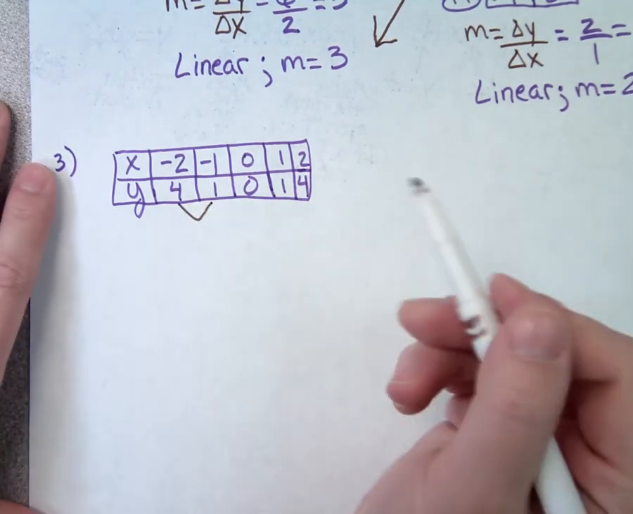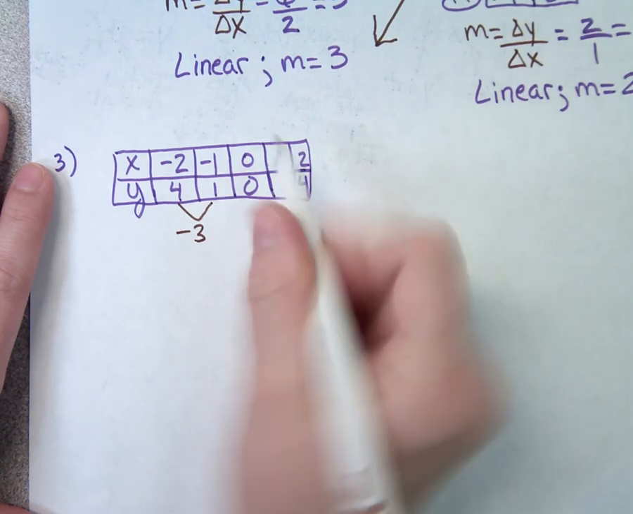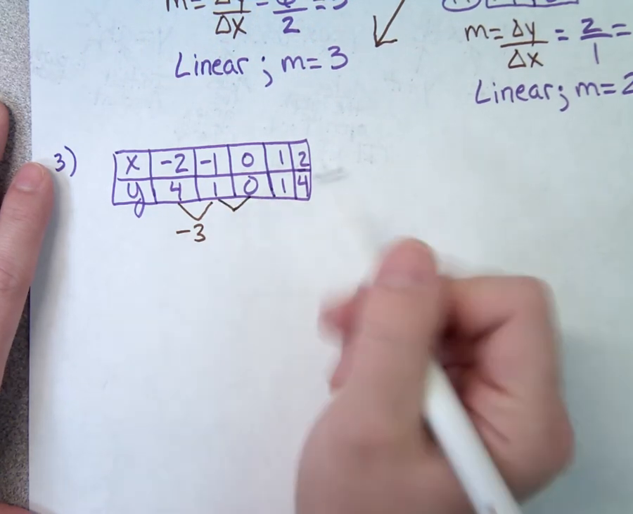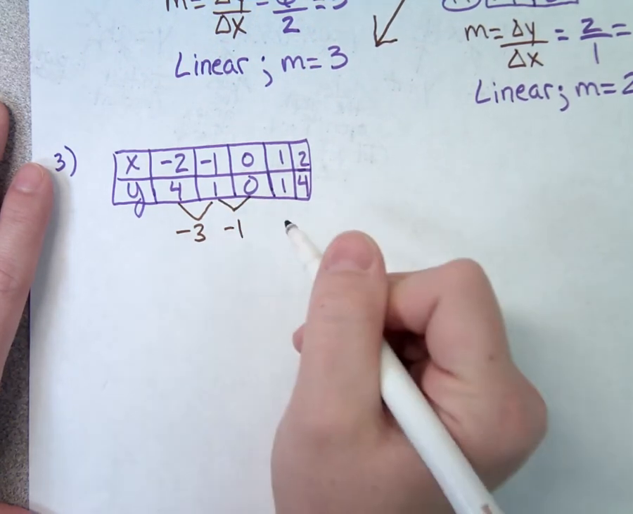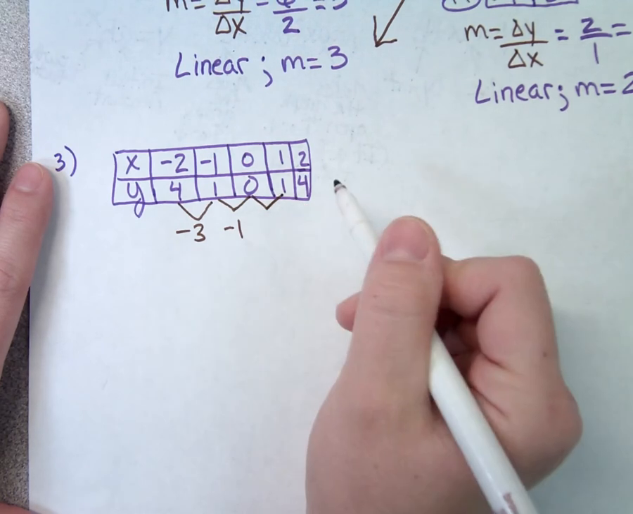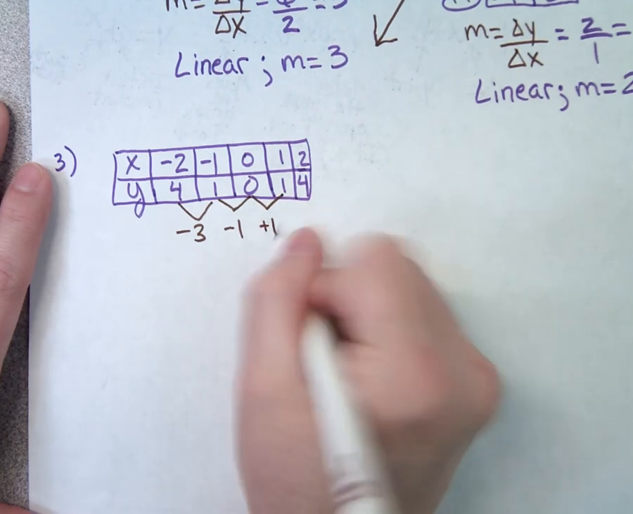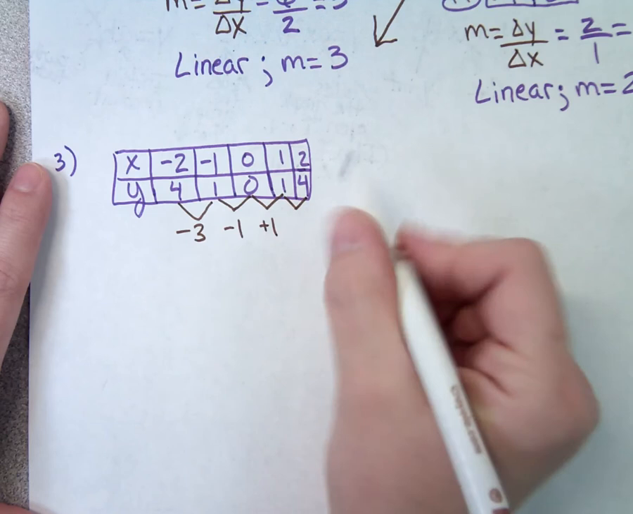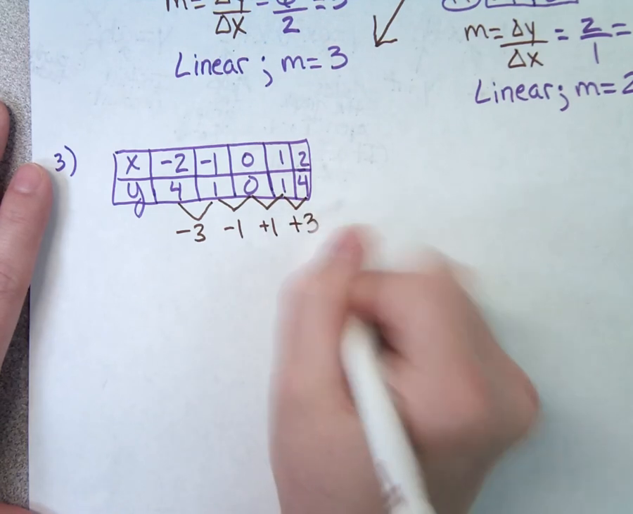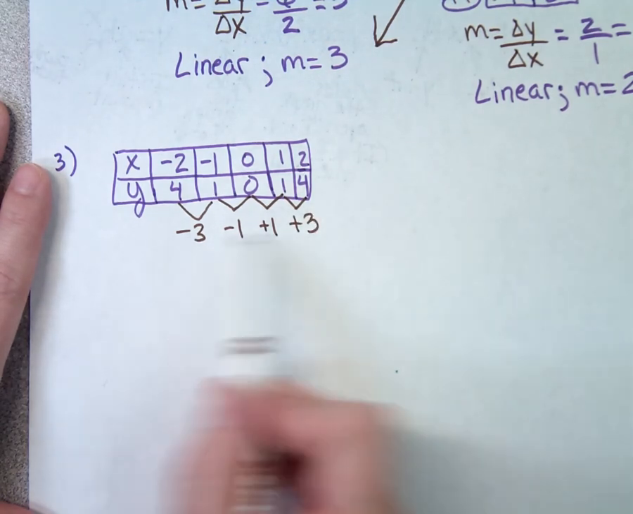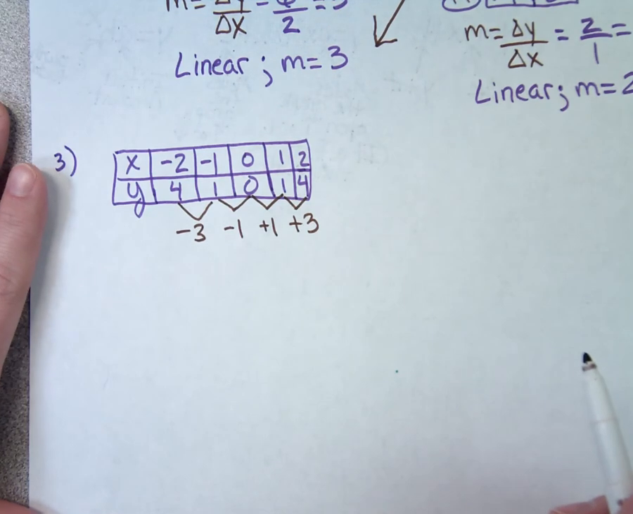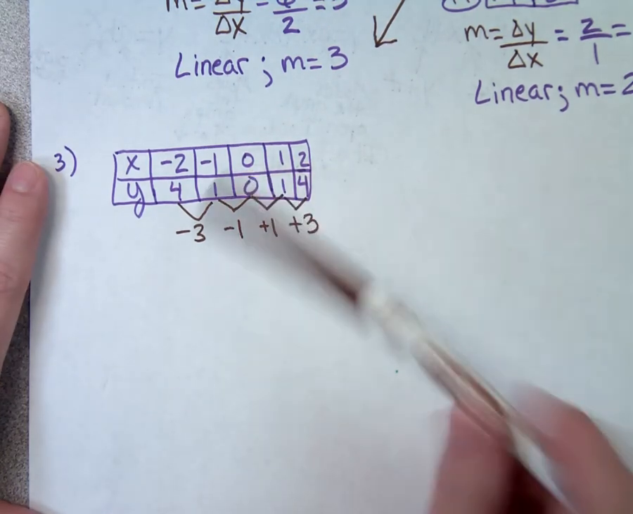How do you get from 4 to 1? You go down 3. How do you get from 1 to 0? You go down 1. How do you get from 0 to 1? You go up 1. And how do you get from 1 to 4? You go up 3. These are called our first differences. Are they the same? No. So this is not linear.